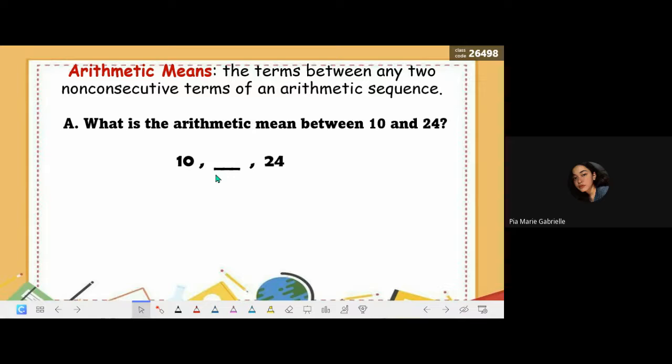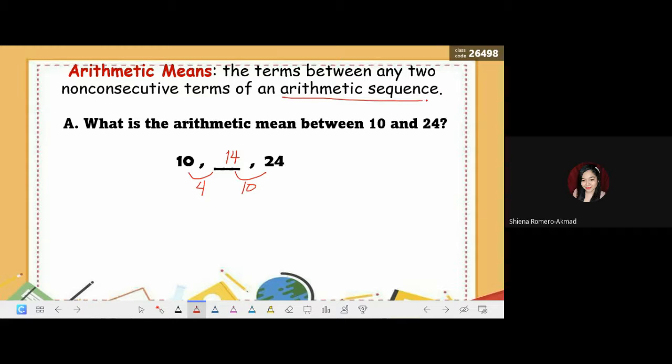14 po. 14 daw. So let's look at the answer of Pia. Her answer is 14. So let us find the difference. So 10 and 14, their difference is, of course, 4. 14 and 24, their difference is 10. Do you think this is an arithmetic sequence?